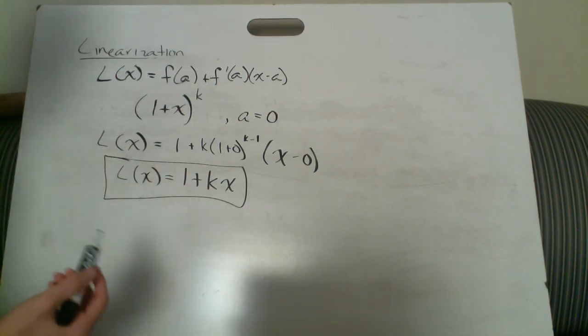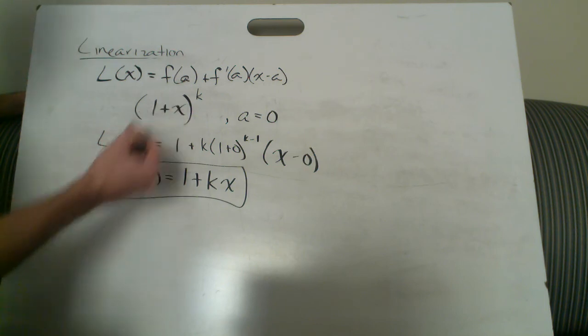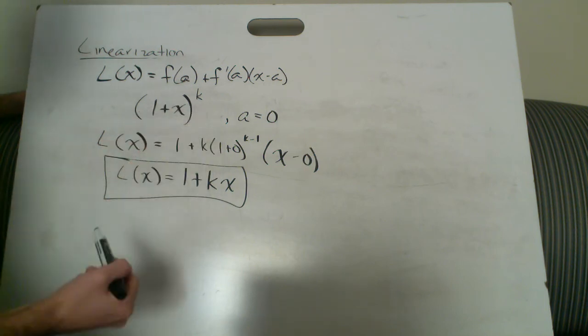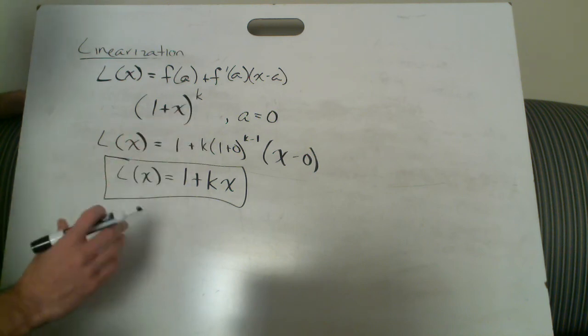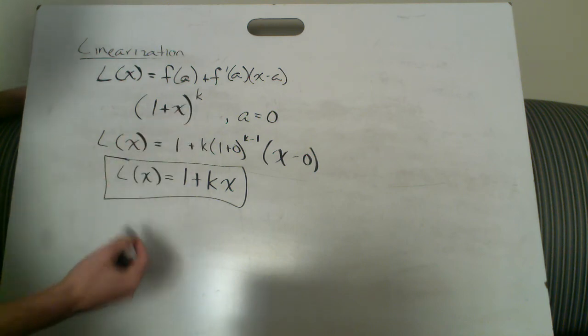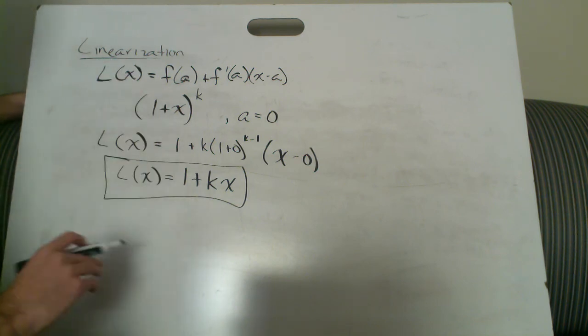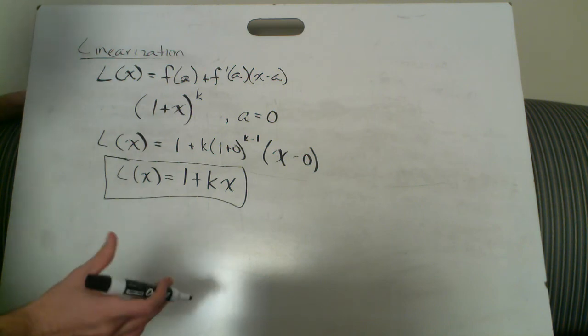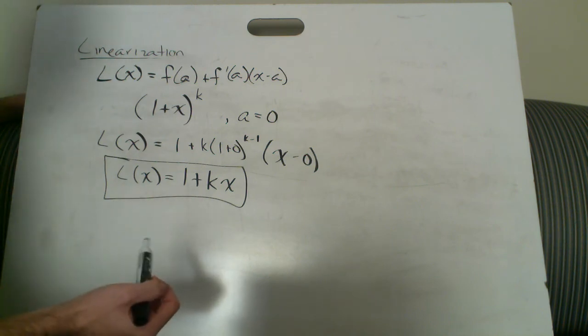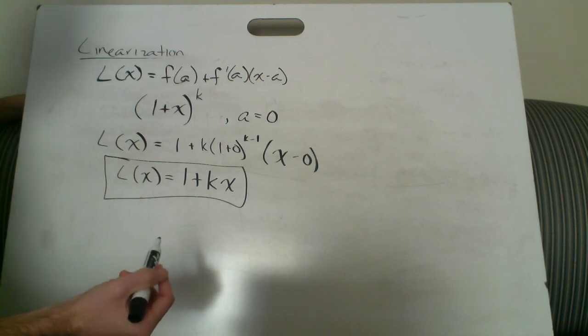You can use nifty things like this to approximate entire families of functions, right? This is a family of functions here. And so if this happened to be 1 plus x quantity squared, I know that looks pretty much like 1 plus 2x if I'm close to 0. If this happened to be 1 plus x quantity cubed, that would look pretty much like 1 plus 3x as long as I'm close to 0.